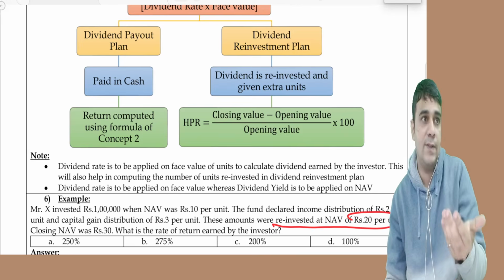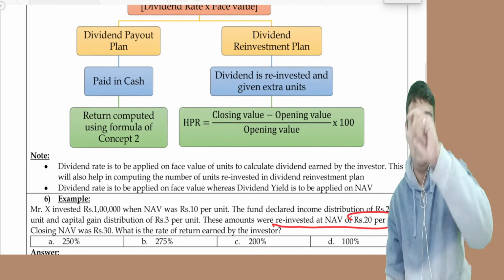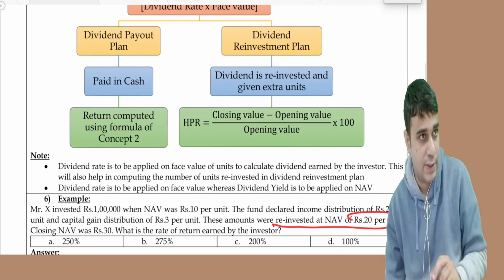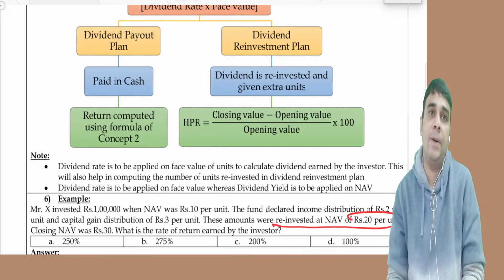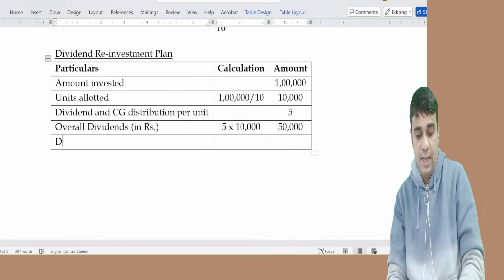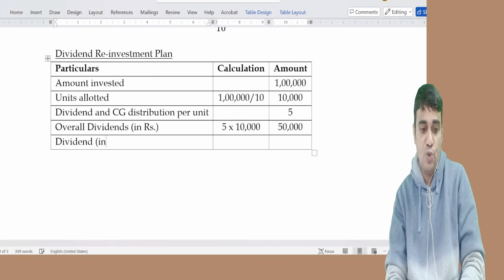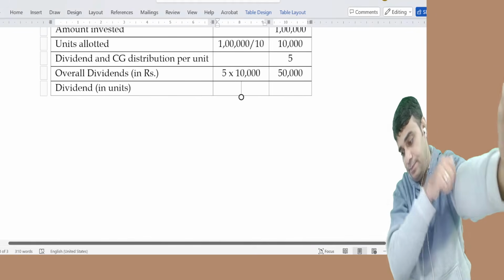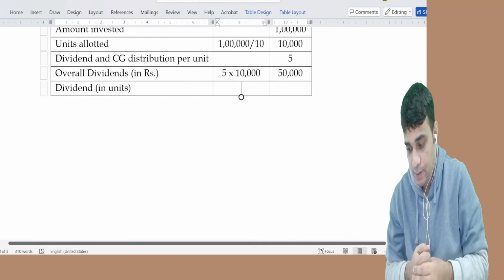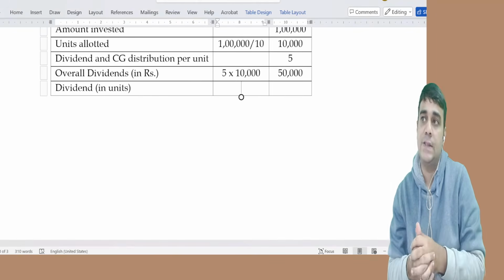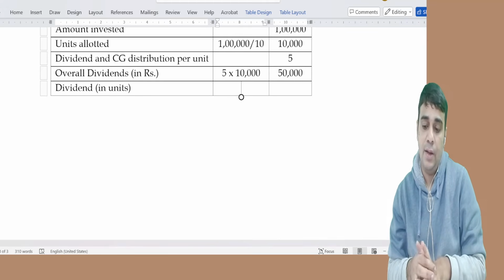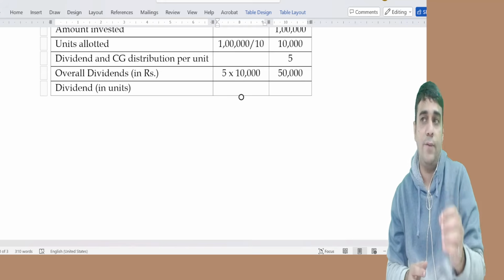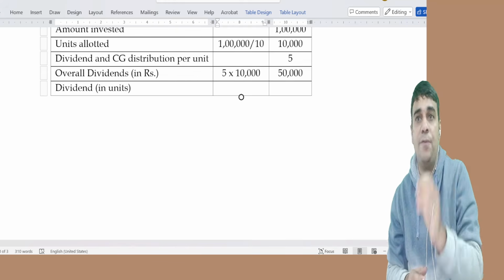So for the first reinvestment, the dividend is reinvested at the reinvestment NAV to get the extra units. So multiple calculations may have to be done. Here our reinvestment happened at 20. Dividend in units: instead of getting 50,000 in rupees, I am going to get 50,000 in extra MF units.